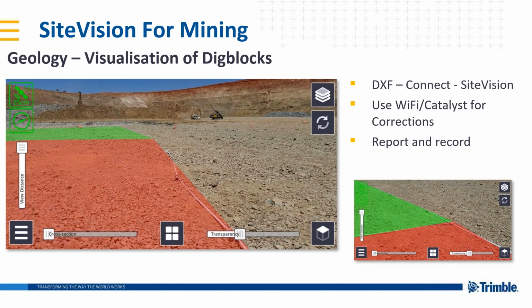A couple of challenges that were also faced on mine sites is the correction source. Some mine sites will have LTE networks or will have Wi-Fi. Very few will actually have 3G or 4G availability for corrections.